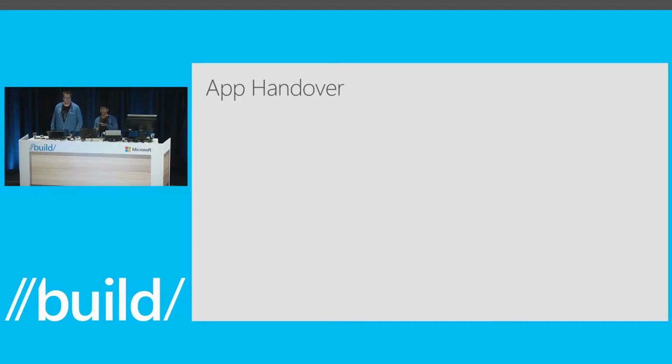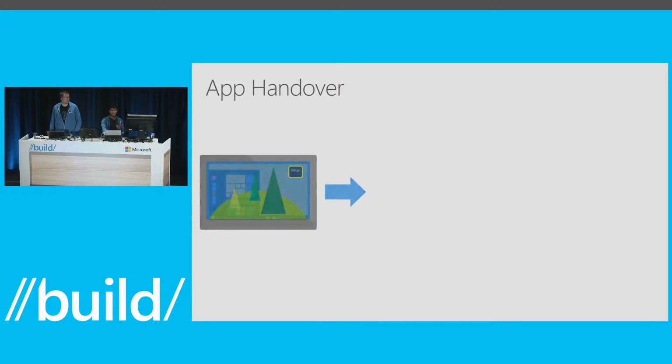So first, I just want to walk through all of these features really quickly with you with an example. Let's say I want to add filtering to my application. How can I do that? Well, there's three different ways. The first is app handover.